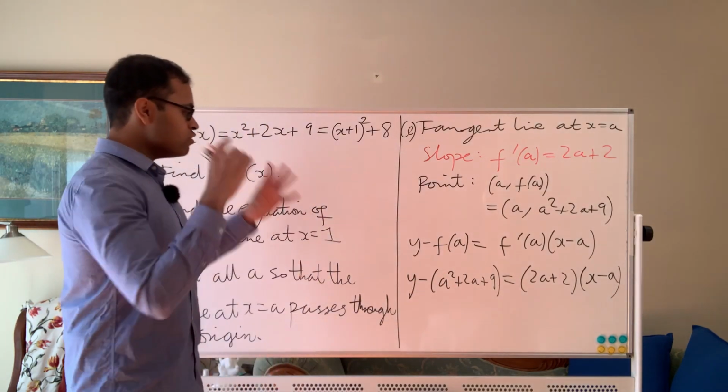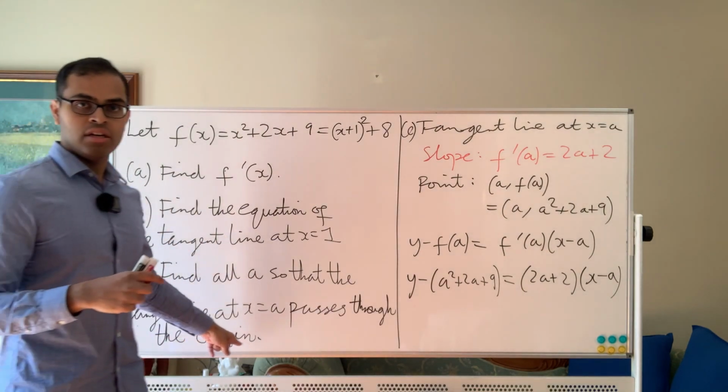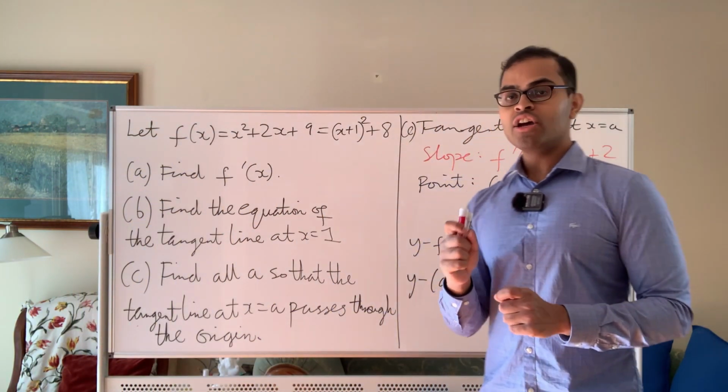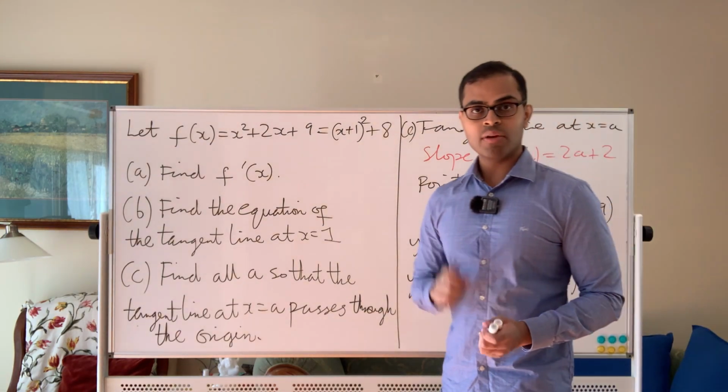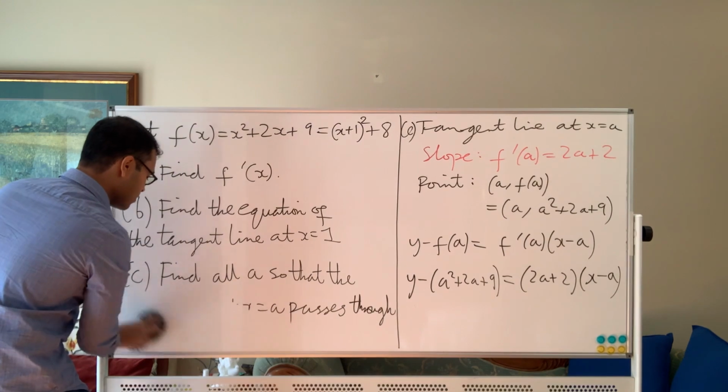We want to figure out when that equation corresponds to a line that's going to pass through the origin. Okay, so as a changes, the line is going to change. So we're going to solve for a to figure out when this passes through the origin. Okay, we're going to solve for which tangent lines pass through the origin, and I'm going to do this on the left side of the board.